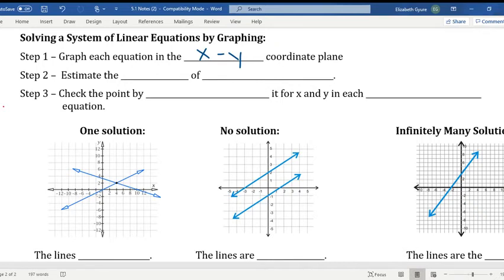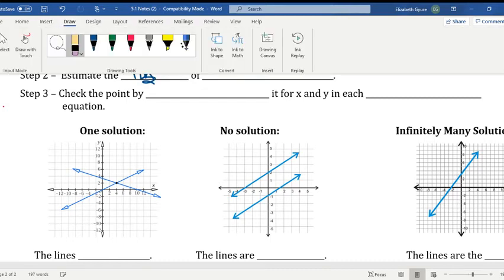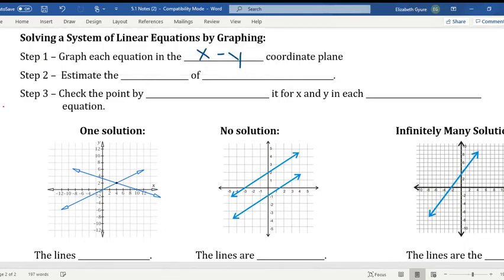Okay, estimate the line, or not, sorry, not the line. Estimate the point of intersection is what that's going to say. That means basically the point where they cross, okay? The point of intersection, like an intersection at a road, right? Like, yeah, like a stop sign.